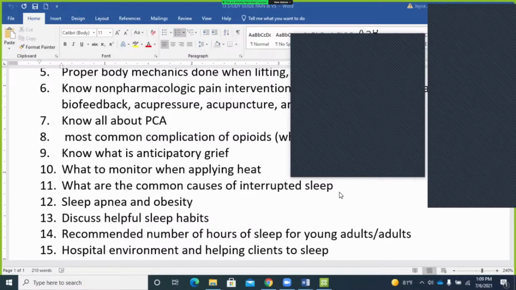What else? Dimming the lights. Dim the lights, very good.